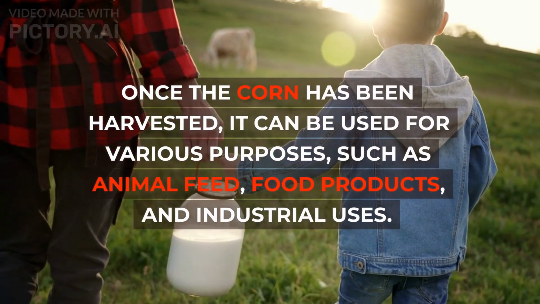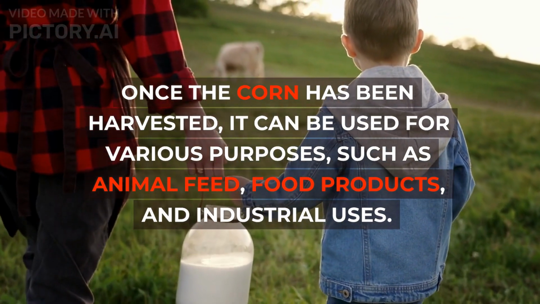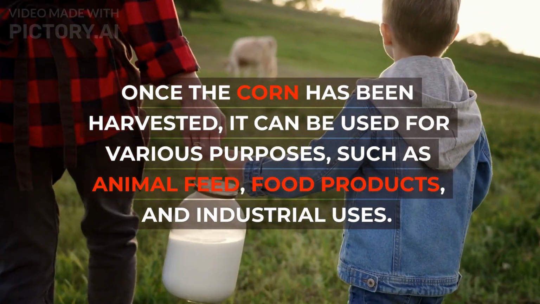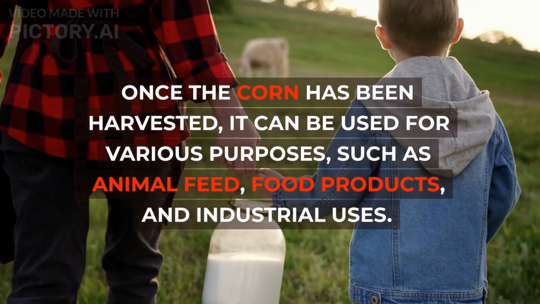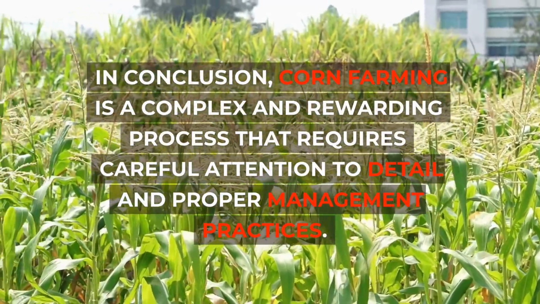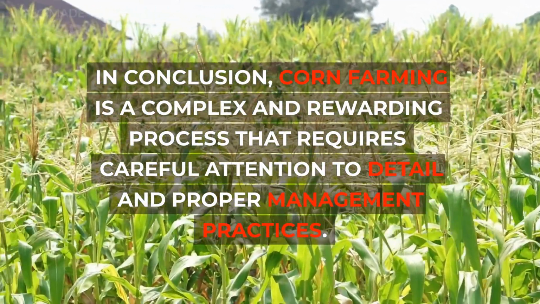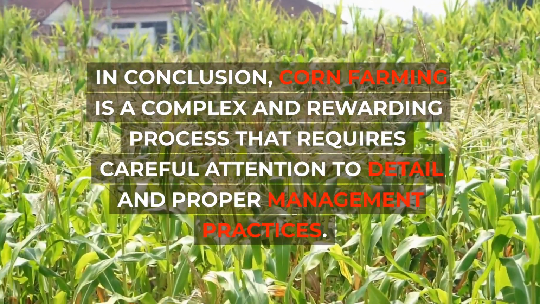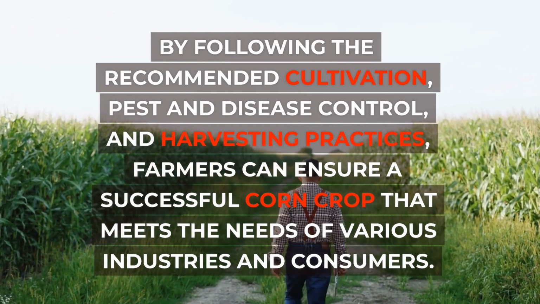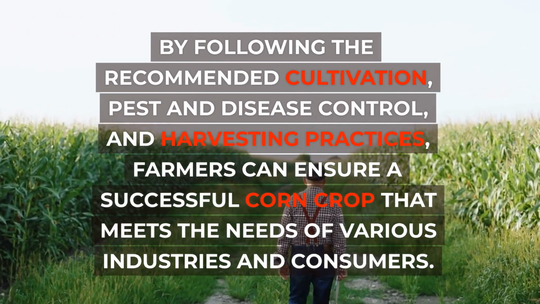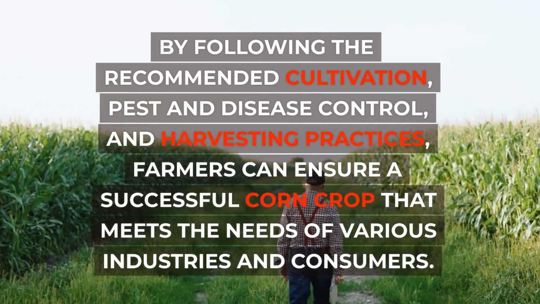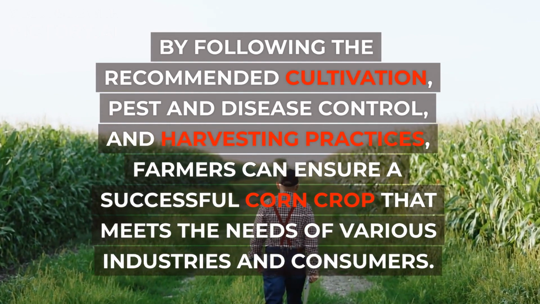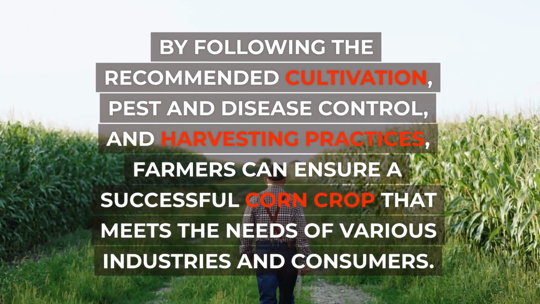Once the corn has been harvested, it can be used for various purposes, such as animal feed, food products, and industrial uses. In conclusion, corn farming is a complex and rewarding process that requires careful attention to detail and proper management practices. By following the recommended cultivation, pest and disease control, and harvesting practices, farmers can ensure a successful corn crop that meets the needs of various industries and consumers.